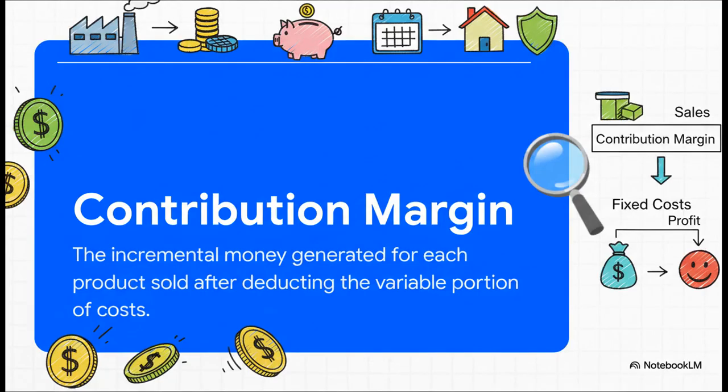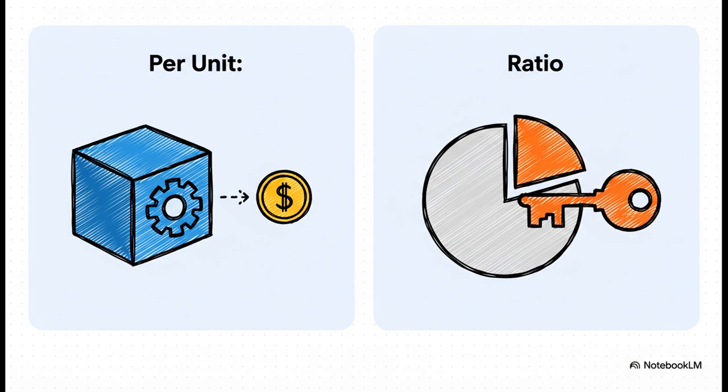Okay, let's make it super simple. Imagine you sell something for $10. Now the variable costs, the stuff that changes with each sale, like raw materials or sales commission, let's say that's $6. The contribution margin is the $4 that's left over. Now, and this is key, that is not profit. Not yet. That's the cash that contributes to paying for all your fixed costs, the rent, the salaries, all that stuff that you have to pay no matter what. After you've paid off all those fixed costs, then every single dollar of contribution margin you make is pure, beautiful profit.